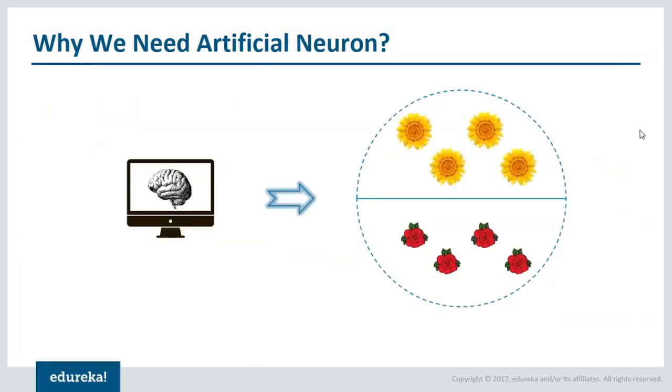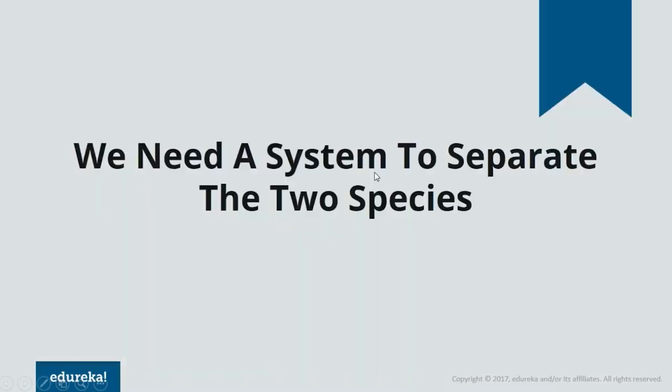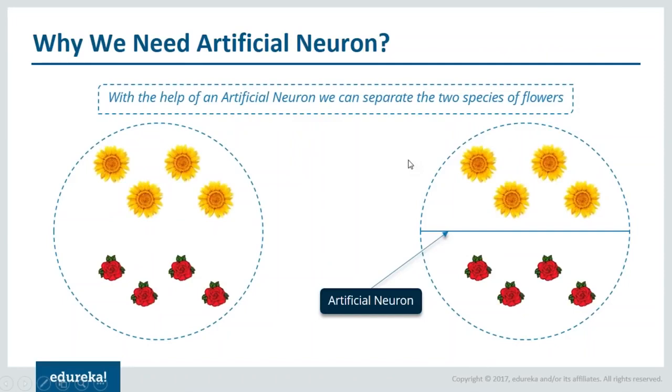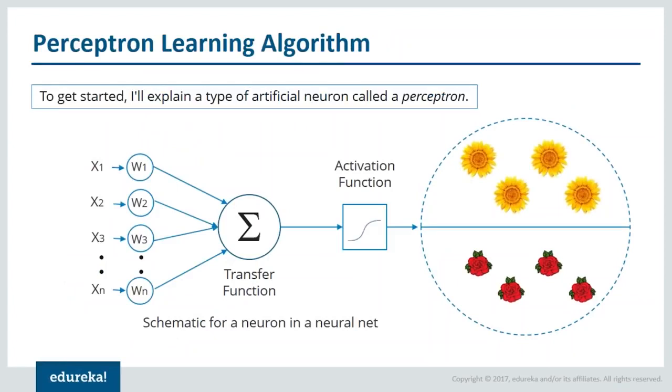And this is what exactly happens. This particular artificial neuron can actually classify the flowers, or you can say divide the flowers, on the basis of certain features. In our case, it is sepal length, sepal width, petal length, and petal width. On that basis, it can classify the two flowers. So what we need here is some sort of system that can actually separate the two species. And that system is nothing but an artificial neuron. So we need an artificial neuron, and one type of artificial neuron is a perceptron.